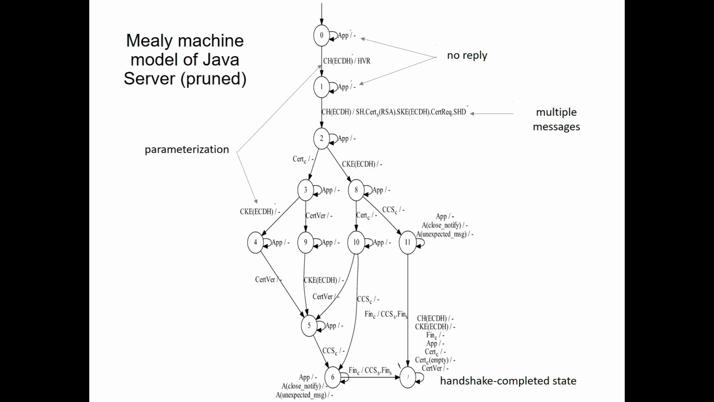You can have parameterization in the messages that you use as the alphabet. And you can also have things that are specific to the client and the server, and then we use a subscript for these things. So that's actually what we get automatically. This is just a small part of the big Mealy machine that we learned by protocol state fuzzing the Java server.